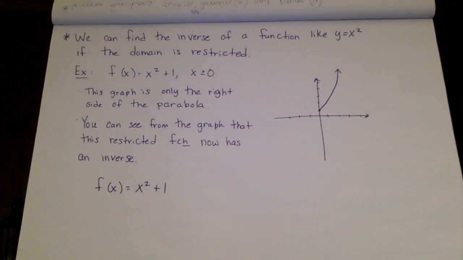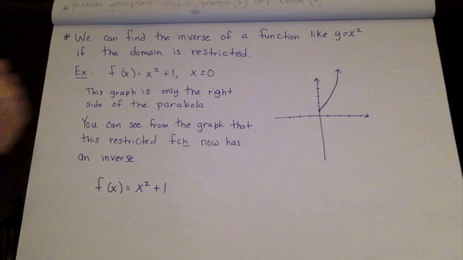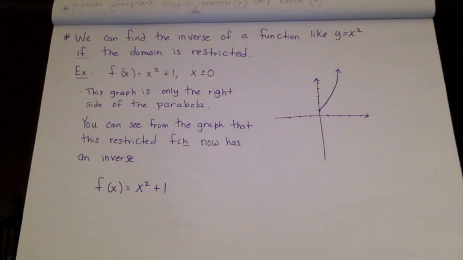Okay, the last thing we need to talk about is that we can find the inverse of a function like y equals x squared if the domain is restricted. So we can't find it just of y equals x squared. We already talked about that. But if we restrict the domain, then we can.